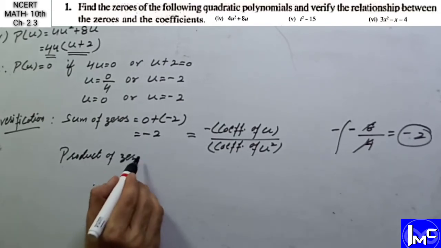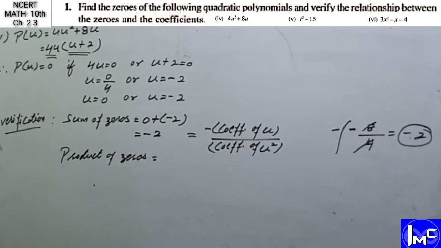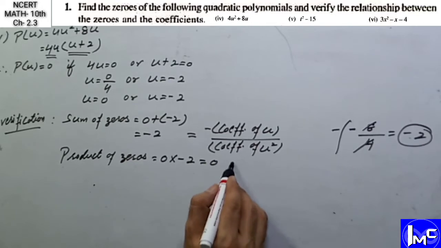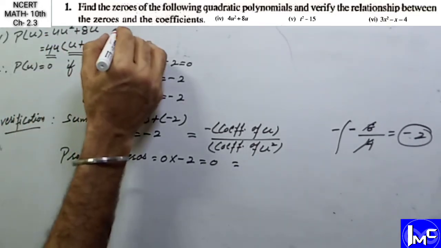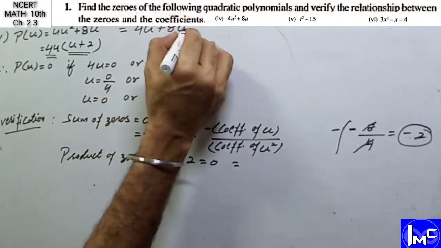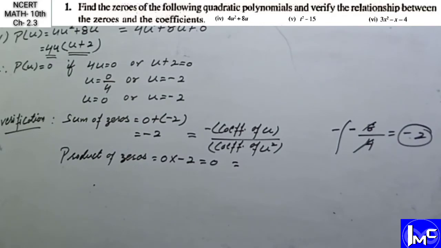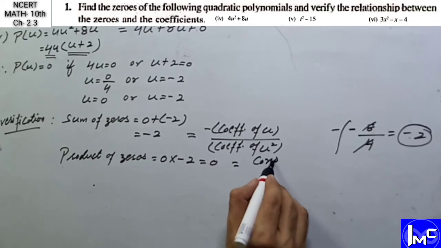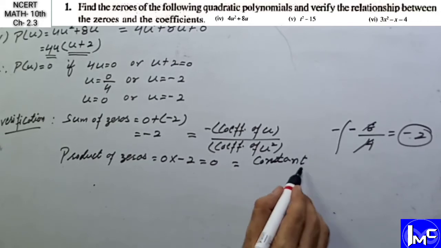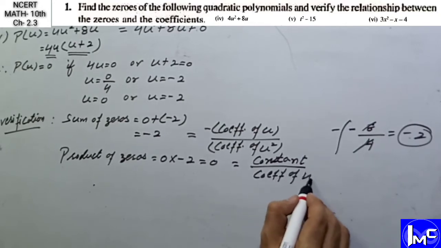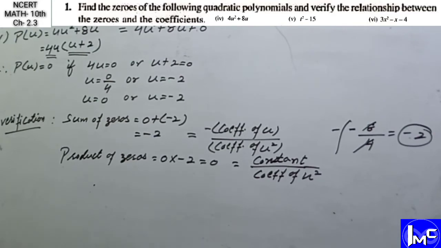Product of zeros is equal to 0 into minus 2, that will be 0, and we know that our constant term is 0, or we can also write it as 4u square plus 8u plus 0. So 0 is the constant term, so it will be constant over coefficient of u square. So it is also verified.